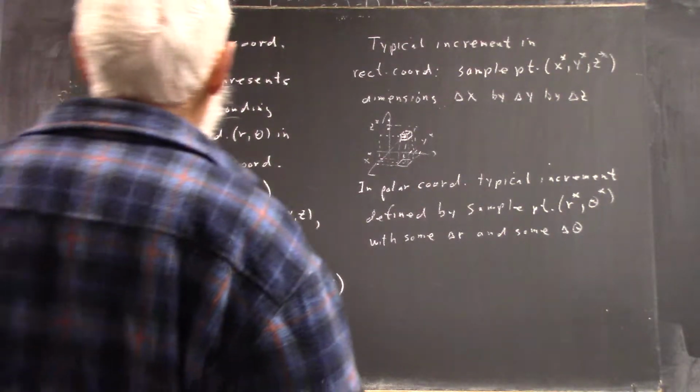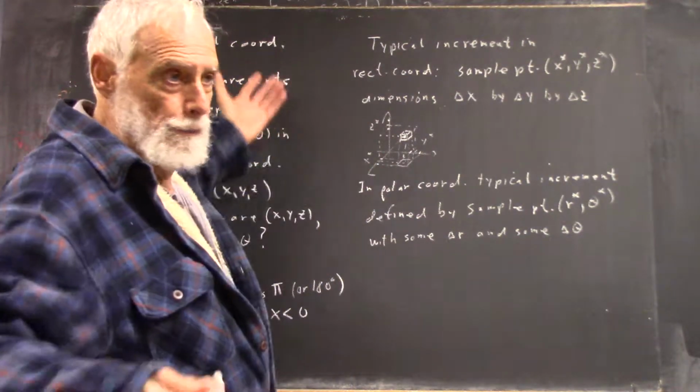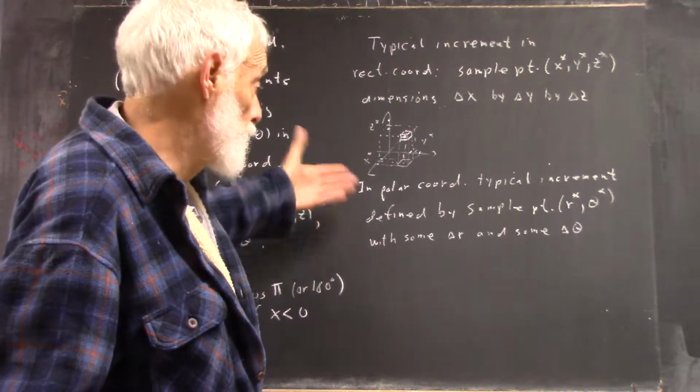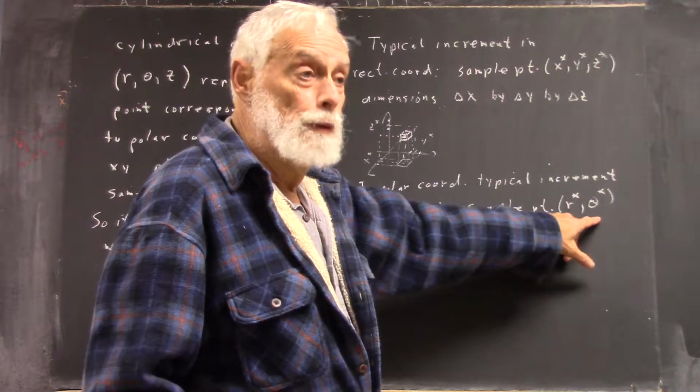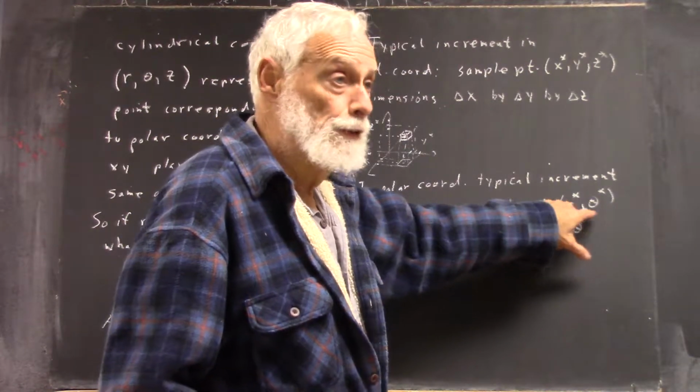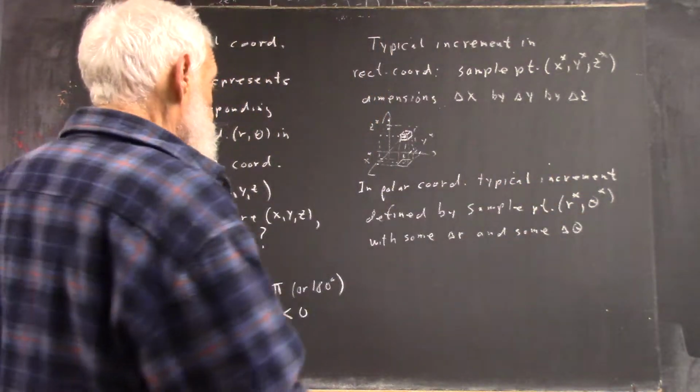Well, let's not go all the way to cylindrical coordinates. It's very simple once you have the polar coordinates, so we'll start with polar. In polar coordinates, your typical increments are defined by a sample point in polar coordinates, r star, theta star. Okay, so what's that mean?